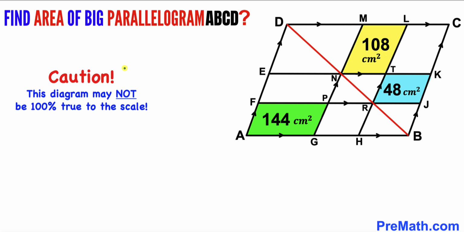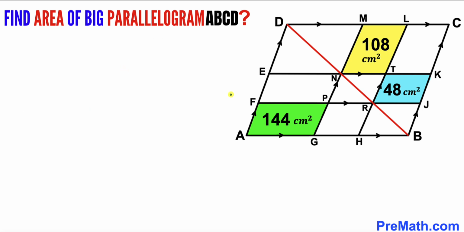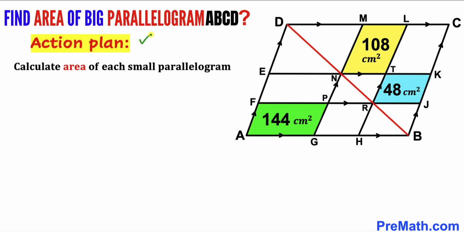Please keep in mind that this figure may not be 100% true to scale. Let's go ahead and get started. Here's our action plan. In order to calculate the area of this big parallelogram ABCD, we must first find the area of all these smaller individual parallelograms. And eventually we are going to add up all those individual areas.